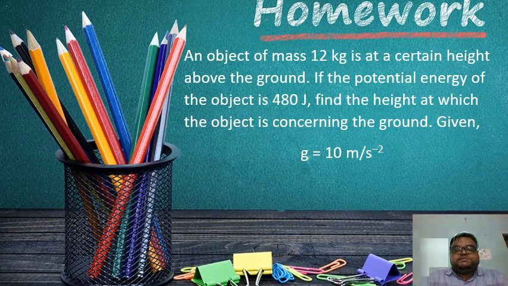Now let's come to the homework section. Here is a numerical. So an object of mass 12 kg is at certain height above the ground. If the potential energy of the object is 480 joule, then you need to find the height at which the object is concerning the ground. Okay, students? Right. So given g is 10 meter per second squared. So this is your homework.